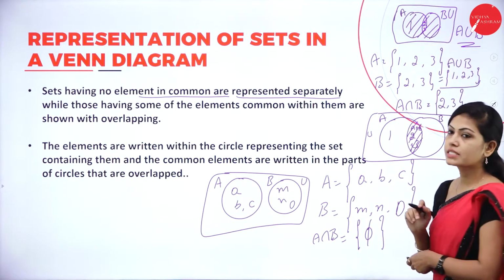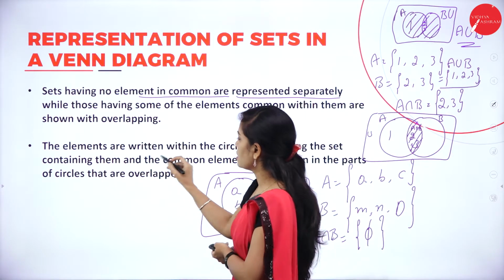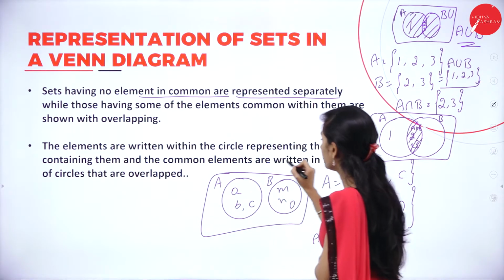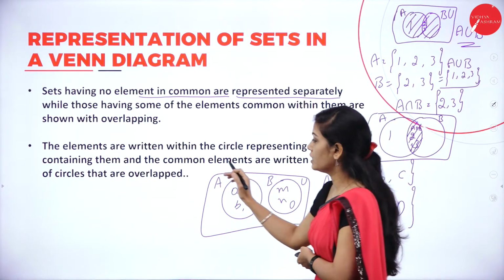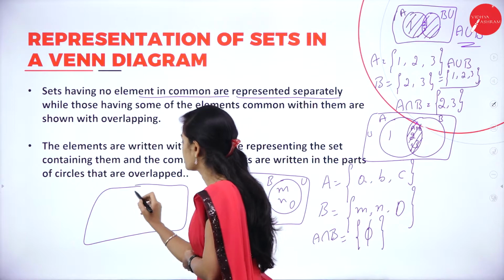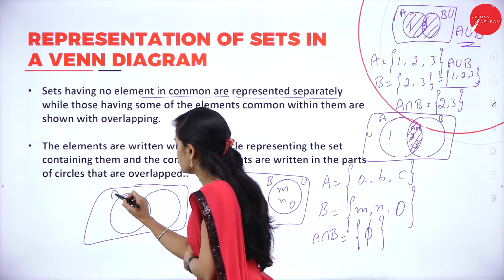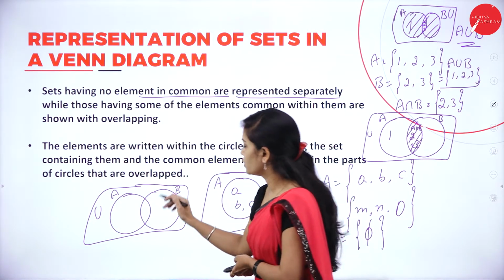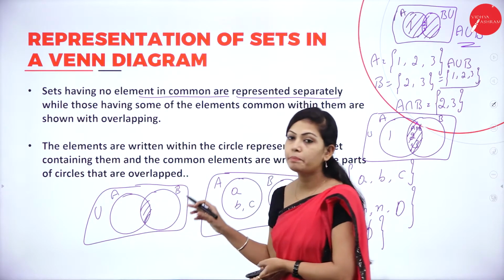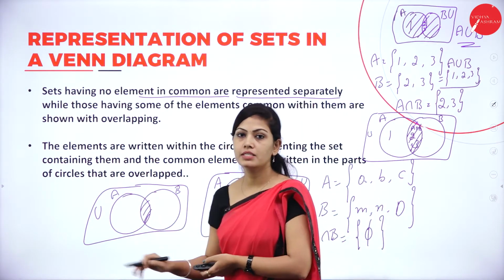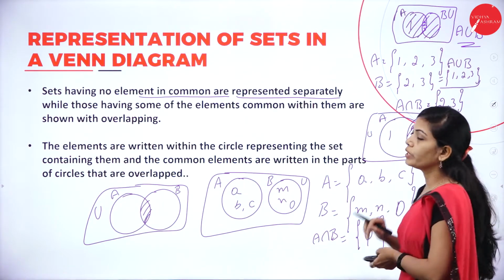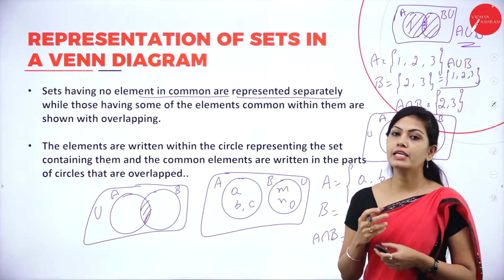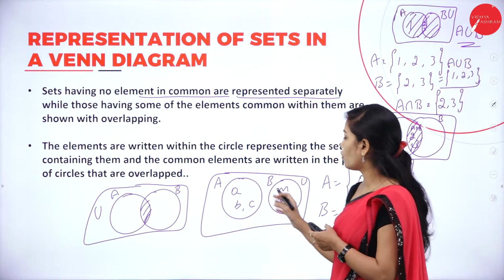This is the universal set, and the elements are written within the circle representing the set containing them, and the common elements are written in the parts of the circles that overlap. Here I have sets A and B. This is the universal set. If you have any common element in both sets, you write it within the overlapping area. Then you can shade the area. This is A intersection B and this is A union B. Like that we can represent the set elements and find the relationship between them. So this is one example of a Venn diagram.